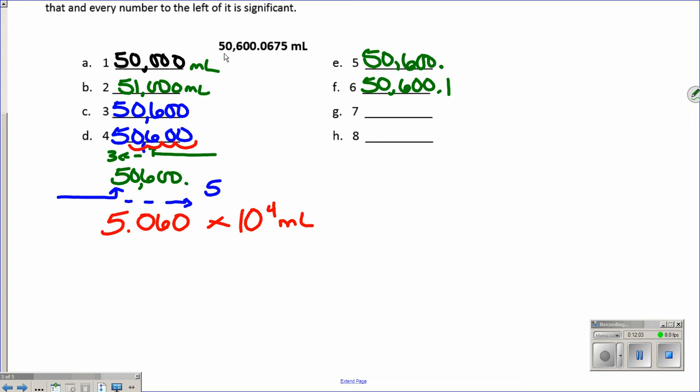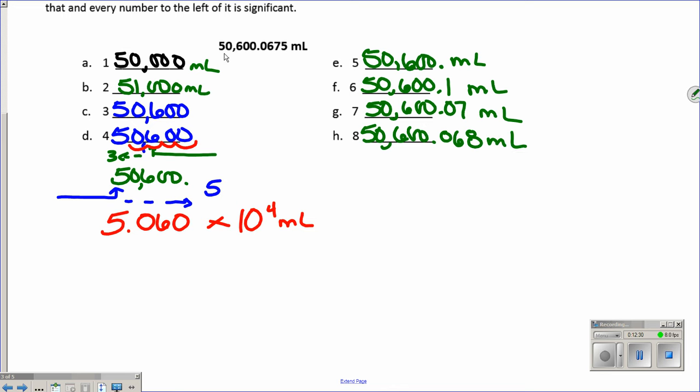To 7 significant digits, 50,600.07. That rounds up. By the way, these are all milliliters. I'm getting a little sloppy here. And then to 8 significant digits, 50,600.068 milliliters.